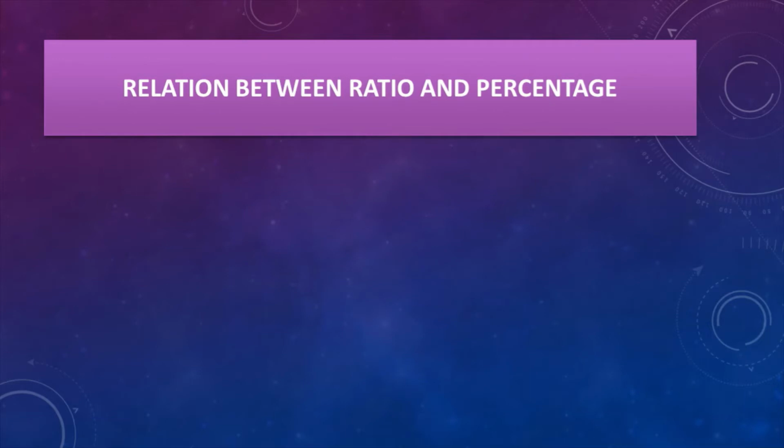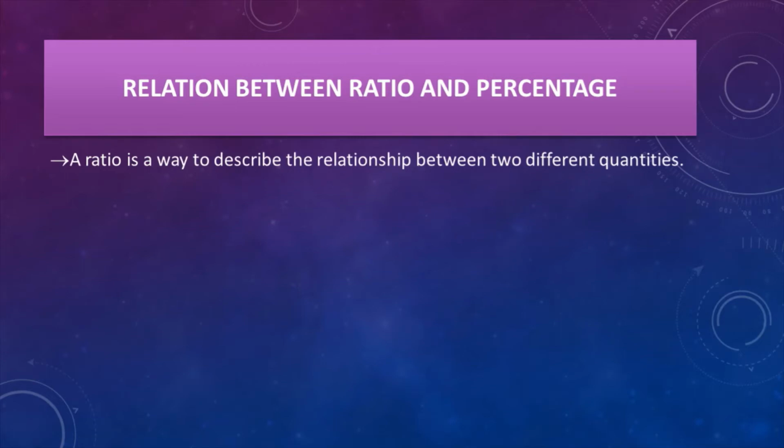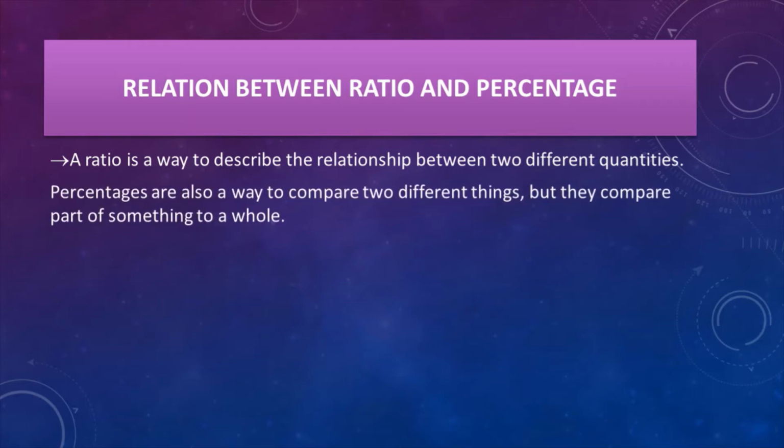Let us see the relation between ratio and percentage. A ratio is a way to describe the relationship between two different quantities. That means the description of the relationship between two different quantities. Percentages are also a way to compare two different things, but they compare part of something to a whole.